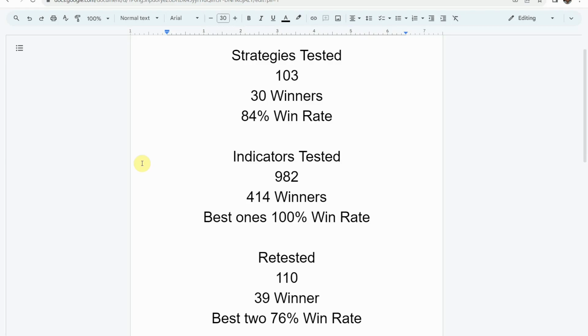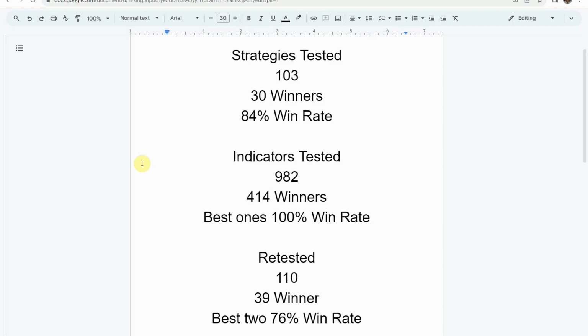We've also tested a total of 982 indicators, with 414 of them being winners. The best one so far we're able to achieve a 100% win rate. Now you need to go back and watch those videos to understand the context of how they were able to achieve that. So go back and watch those videos and see what you can get out of those winning indicators.